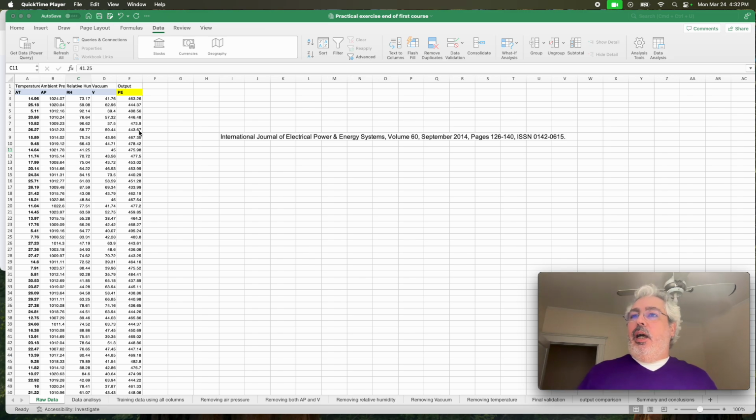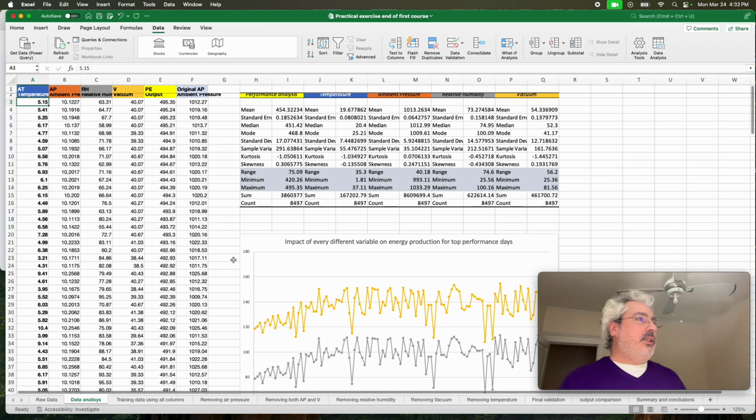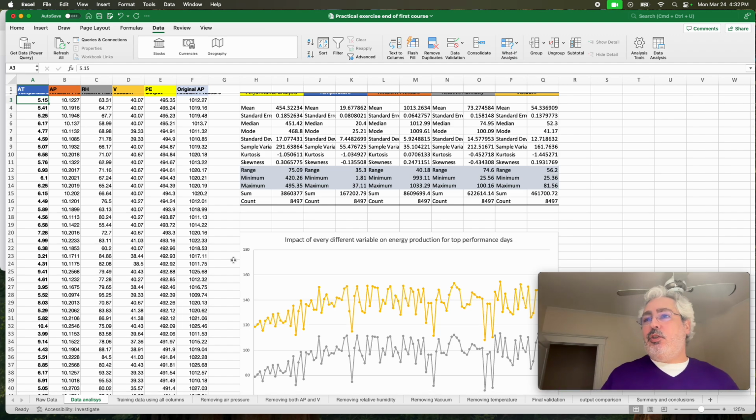energy production, the first thing that I did is look at the data and try to do a little bit of an analysis to try to have the data tell me which ones are the variables that produce a bigger change in the model.